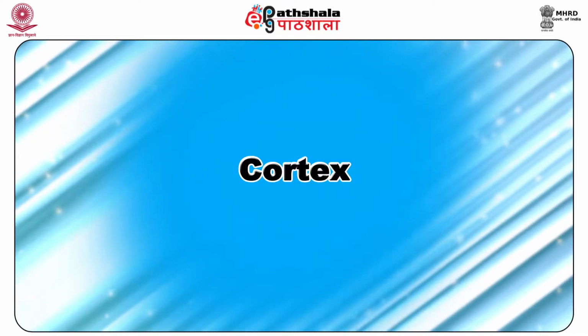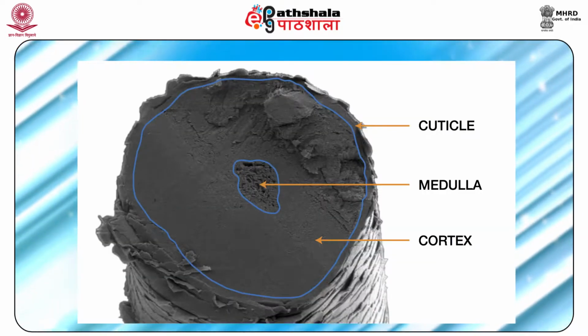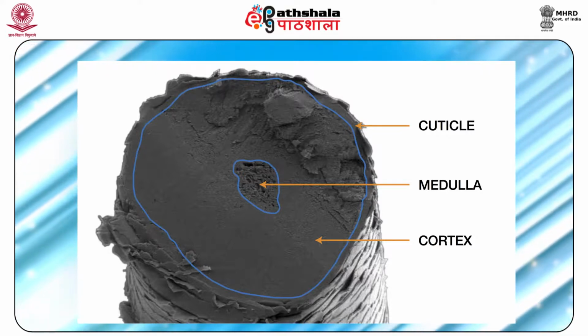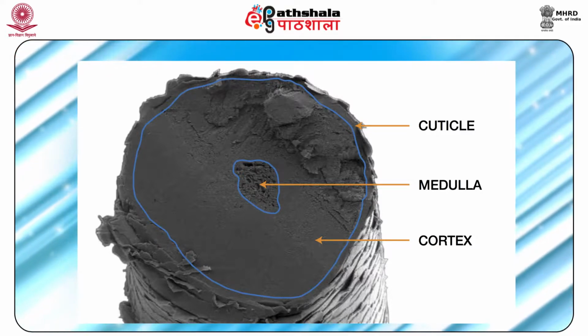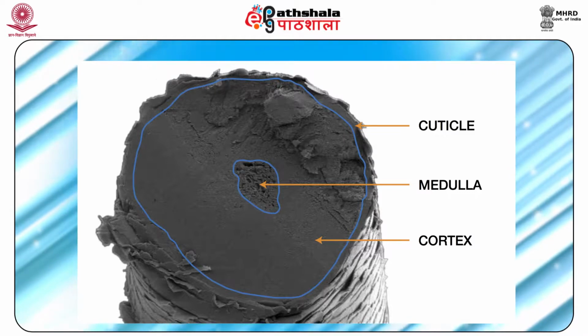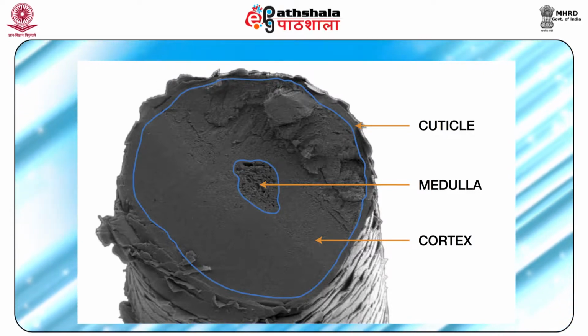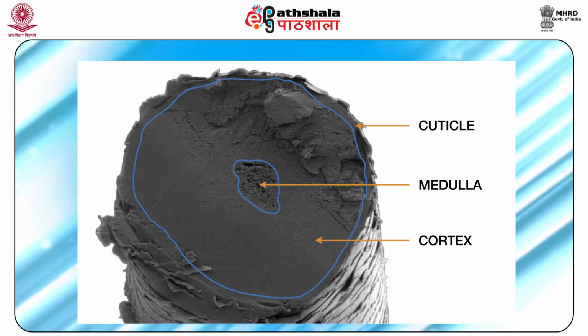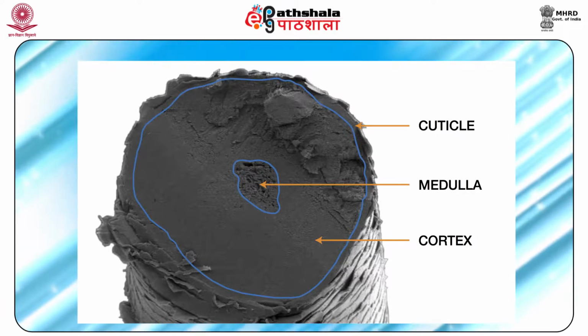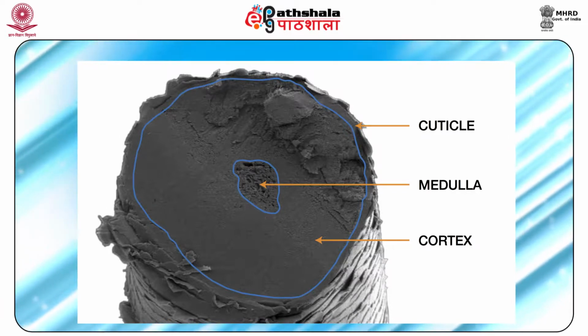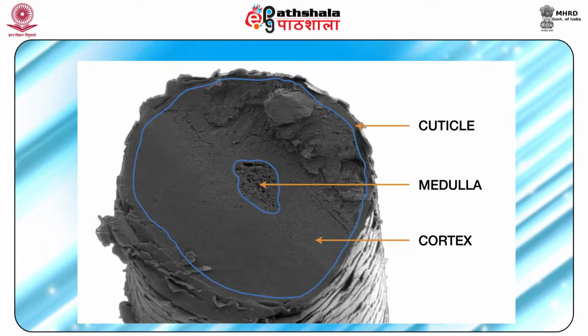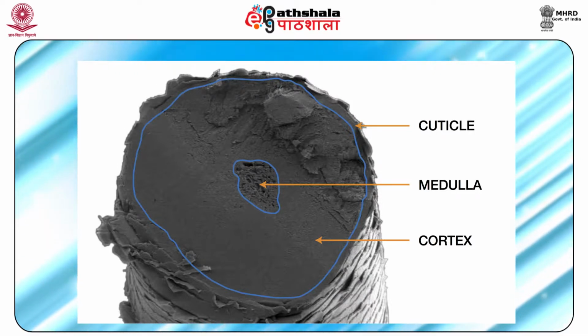Next is the cortex. The cortex constitutes the middle layer, which is made from long thin cells, firmly linked to one another. It provides strength, elasticity, and a unique texture to the hair. The cortex is the thickest of the three layers and makes up about 80 to 90% of the hair's diameter.